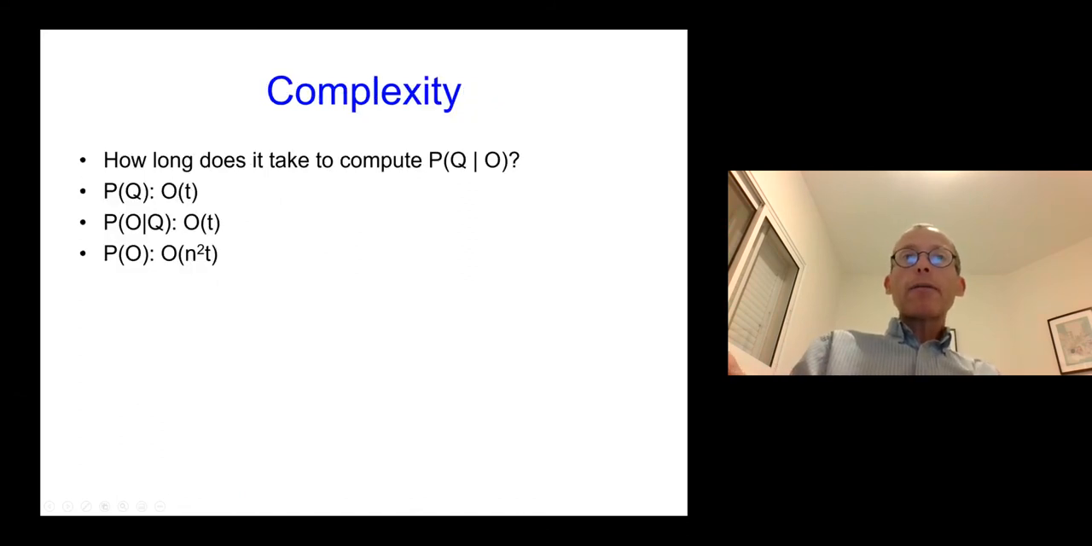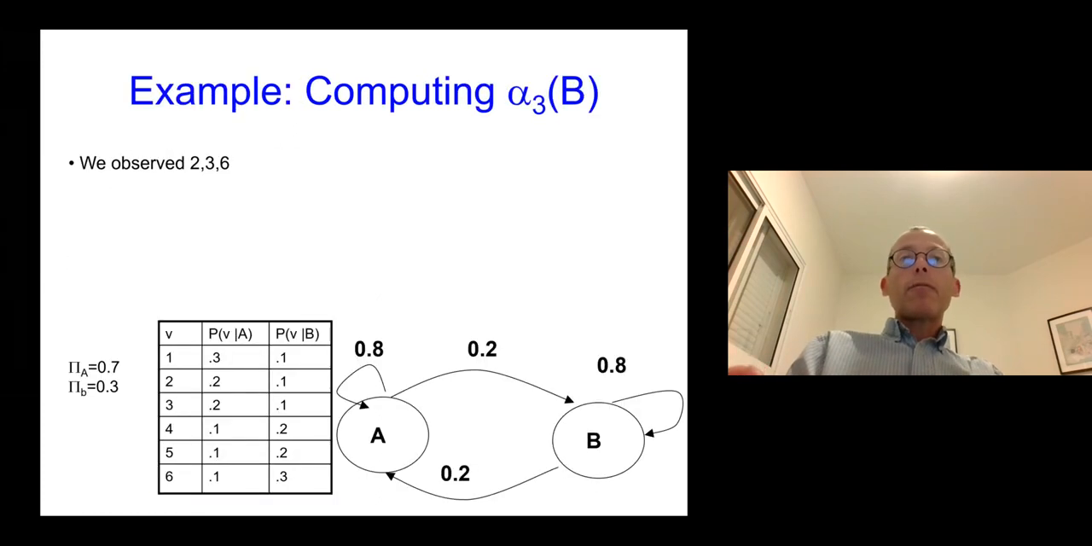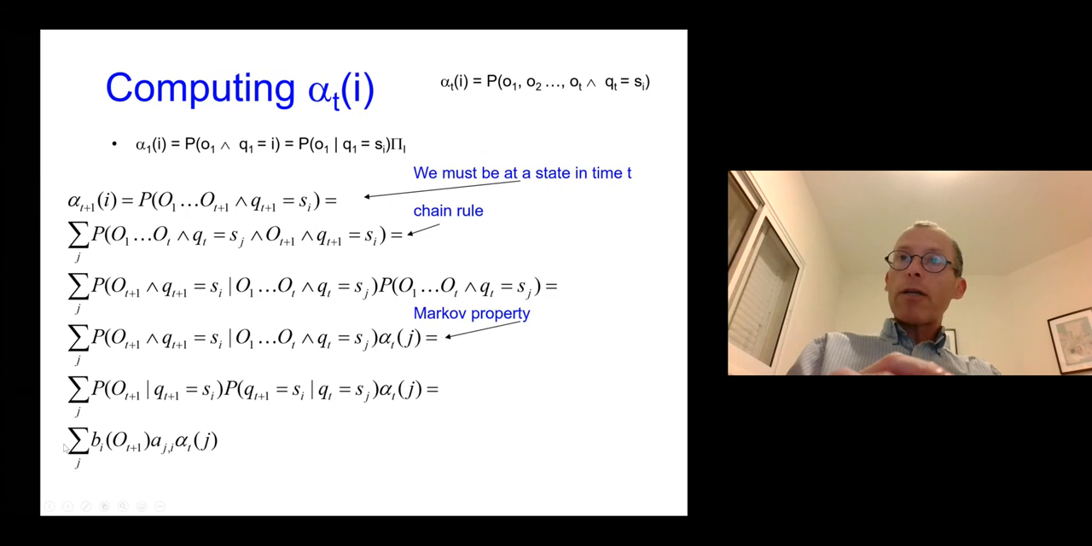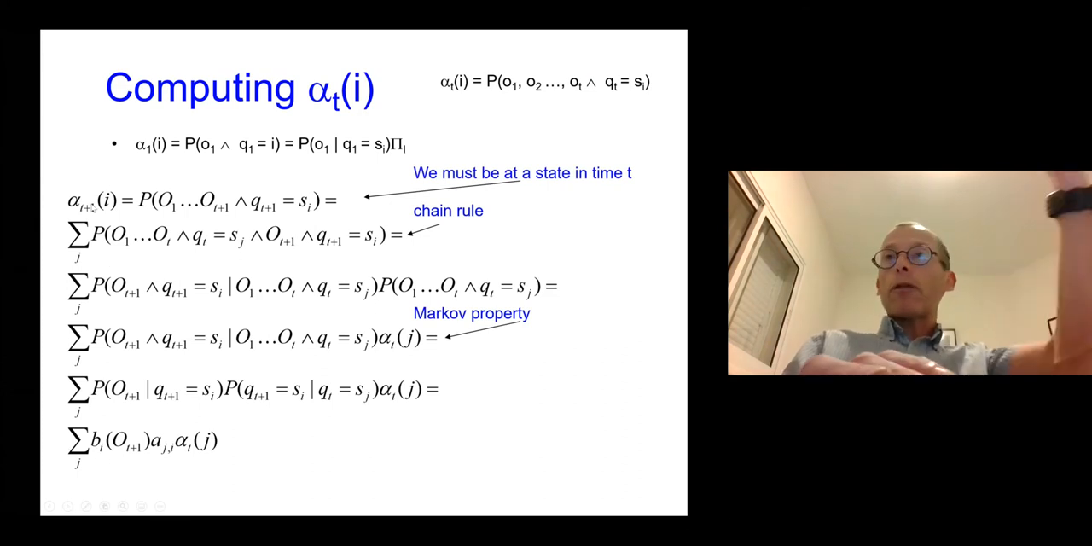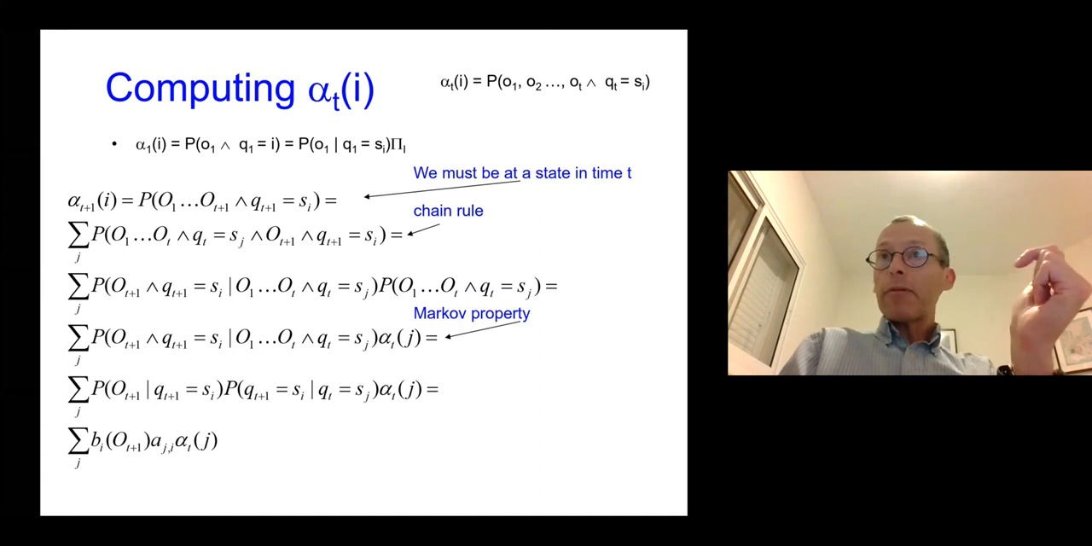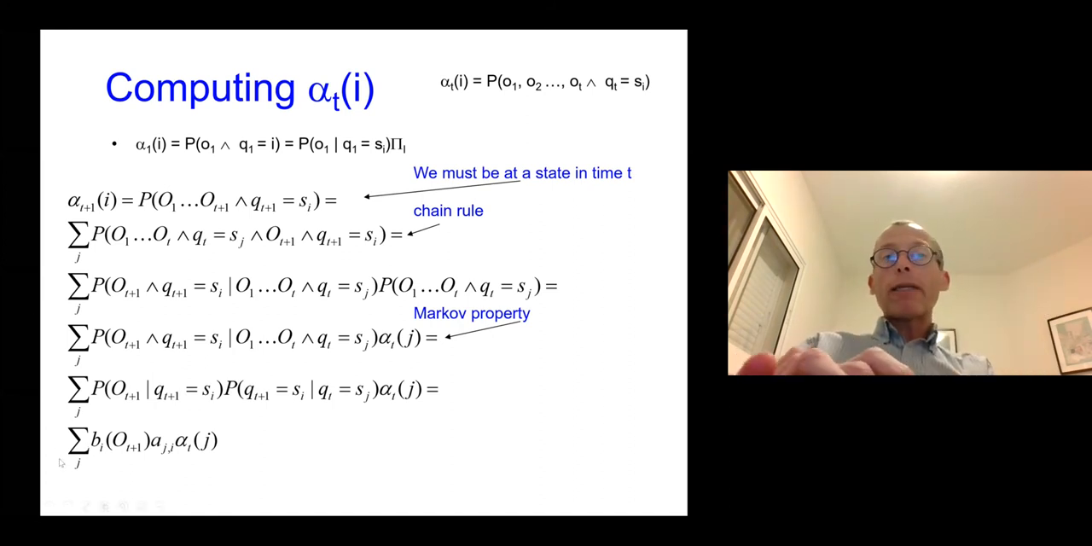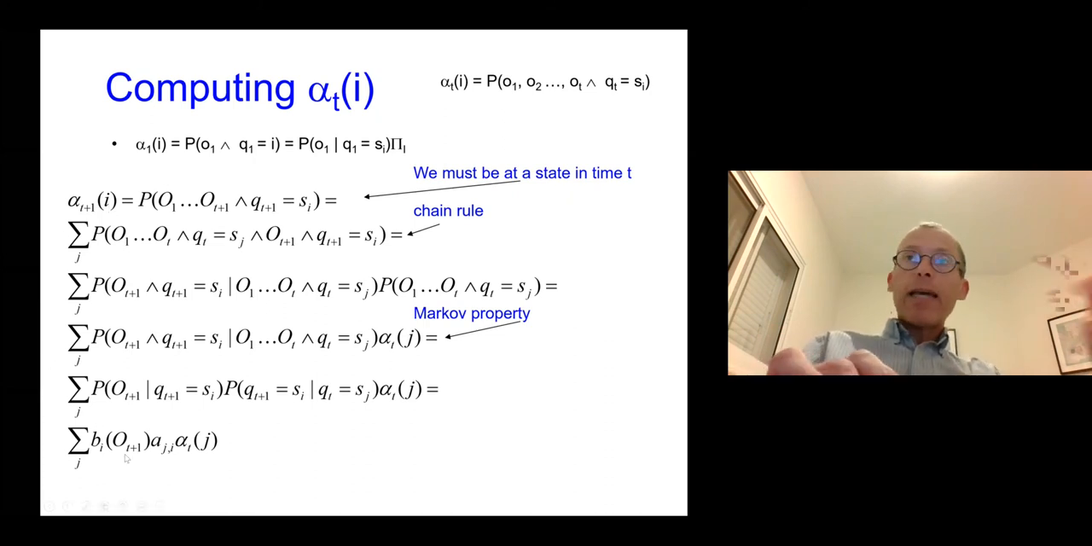How long did it take? Well, computing P of Q given O, the numerator is very quick. The denominator takes N squared T. Why does it take N squared T? Again, if we go to this induction, we see that in each iteration, in order to compute it up to the last time point, we need to do T times. At each time, we sum over all the states, so that's N. And we have to do it for all of the states, so we do alpha T plus 1 of A, alpha T plus 1 of B, C, if we have it. So this is N for each state, we have N states, N squared times T, it's N squared T.